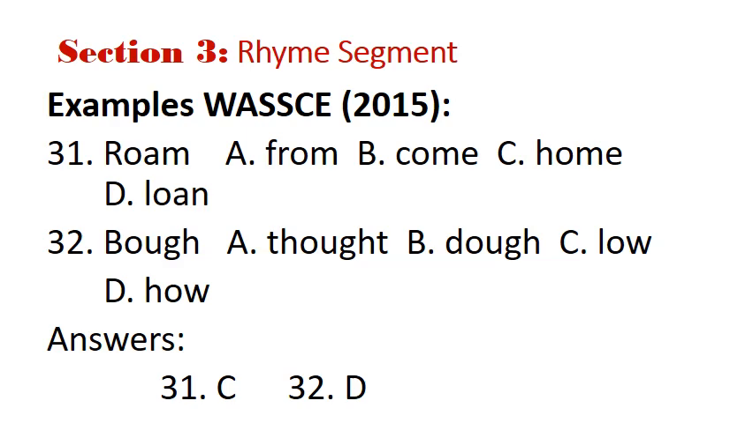For item 32, the given word is bow. Option A, thoughts. Option B, dough. Option C, low. Option D, how. So we are looking for the sound ow in this case. Thought is actually out of it from option A. Dough is out of it because it is a different sound. Option C is also out of it because it is a different sound. Option D, how, matches what is given in bow. So our answer is D in this case.